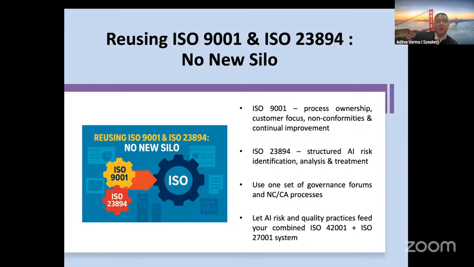The key is to avoid creating a separate AI paper factory. Instead, keep one set of governance forums, one non-conformity and corrective action process, and let AI risk assessments and quality practices feed into your combined ISO 42001 and ISO 27001 management system. They go hand in hand. This keeps the governance lean while still addressing new AI-specific risks in a disciplined way.